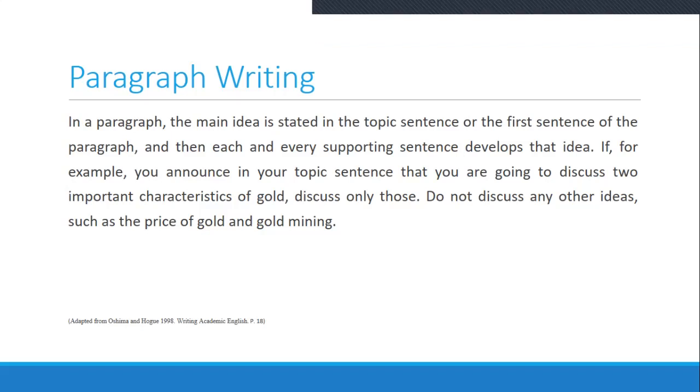So look at this sentence. If, for example, you announce in your topic sentence that you are going to discuss 2 important characteristics of gold, discuss only those, right? So you are going to talk about 2 important characteristics of gold, then you are only supposed to discuss those particular points, right? Don't go to talk about the price of gold or gold mining and all. Then what happens is, although it's related to gold, you are going out of your topic, right? That is where the problem is.